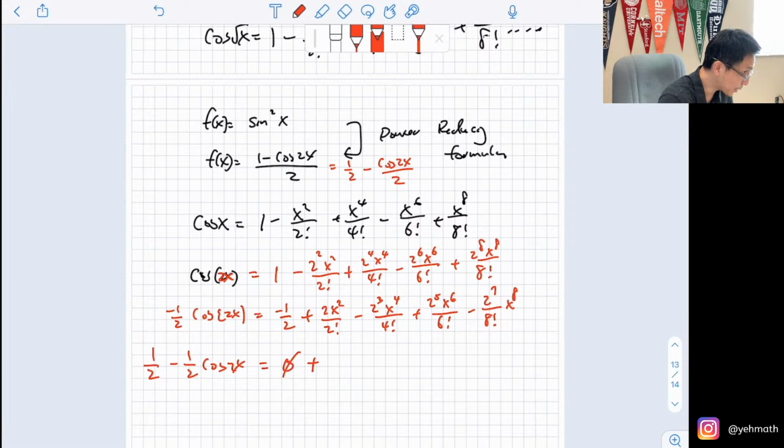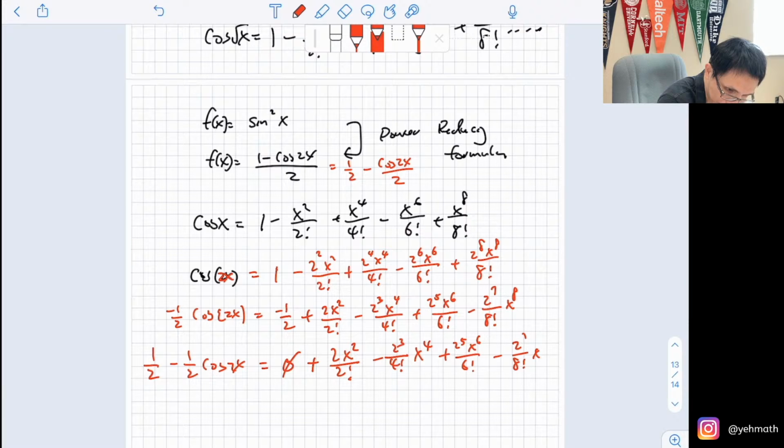So that's going to be plus 2x squared over 2 factorial, plus 2 to the third over 4 factorial, x to the fourth. Actually, this is minus, my bad. Plus, it's pretty much the same, just without the first term. Why would it not change anything? Because you only add a 1/2 in the front, the 1/2 and negative 1/2 cancel out.